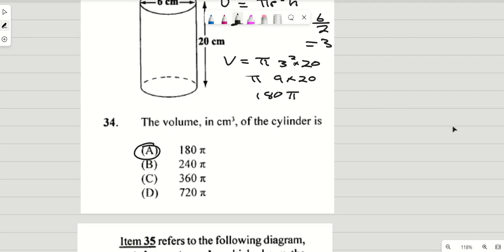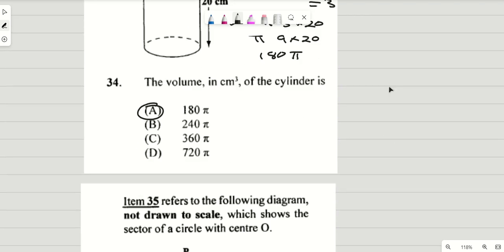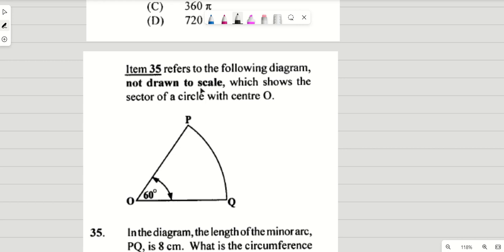Guys, if you don't know the formula, please note that it is in your formula sheet in your multiple choice past paper question.